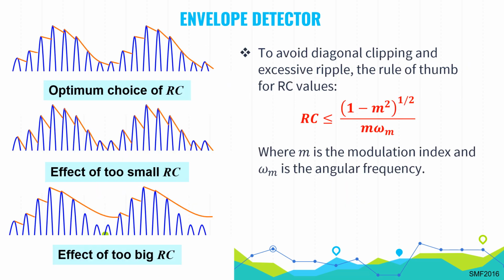To avoid diagonal clipping and excessive ripple, the rule of thumb for choosing the RC value is RC is less than or equal to (1 minus M squared) raised to the power of 1 over 2, divided by M times omega sub M, where M is the modulation index and omega sub M is the angular frequency of the modulating signal. This equation ensures that the RC value is chosen to balance the discharge rate of the capacitor and avoid distortion in the demodulated signal.